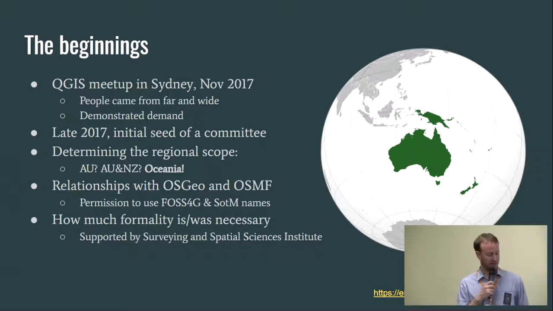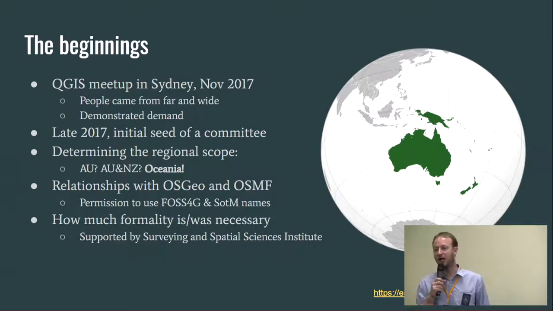We went and sought out the relationships with OSGeo and the OpenStreetMap Foundation and made sure we could get permission to use the branding and the name. We thought pretty hard and had some good discussions around the scope. Do we just keep it modest and aim for Australia? Do we say Australia, New Zealand? Do we go for Southeast Asia or the Pacific? But we start including big inconvenient places like the USA if we do that. We ended up picking Oceania, which you can see in the picture here.